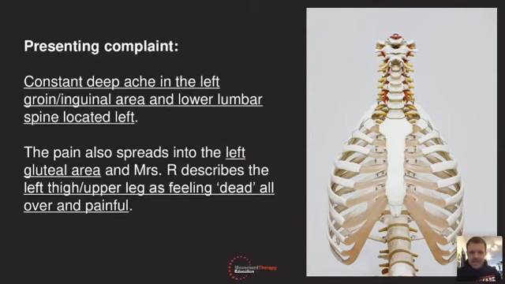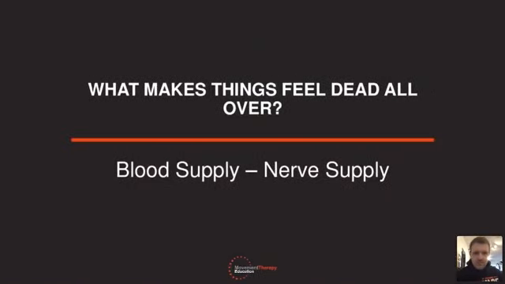Okay, so again, have a think about what could be making your leg dead all over. Usually that is a blood supply problem or it's a nerve supply problem. Usually we've got sensory changes from the nervous system, or we may have some kind of problem with the blood supply. It's like when you sleep on your arm and your arm goes dead, and then you shake it about a bit and then the blood comes back. If you have a problem with the blood supply, something will feel constantly dead.